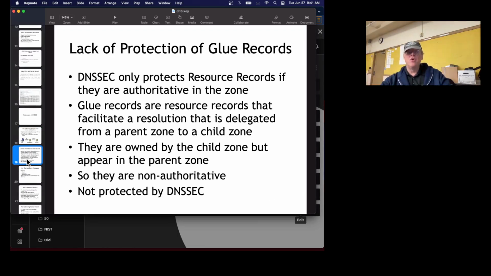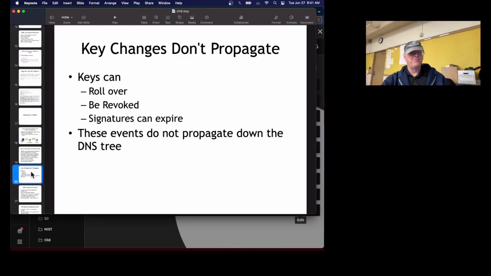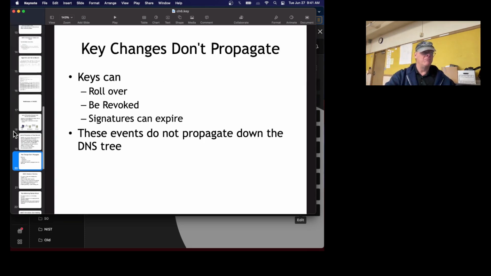We mentioned these before. Every domain has to have a hard-coded IP address of its authoritative server in the top-level domain, like .com or .net. And those things are not protected by DNSSEC. And when you change things, you might have to change those cryptographic keys. Things can expire, and they don't propagate down the tree, so it's hard to update them.